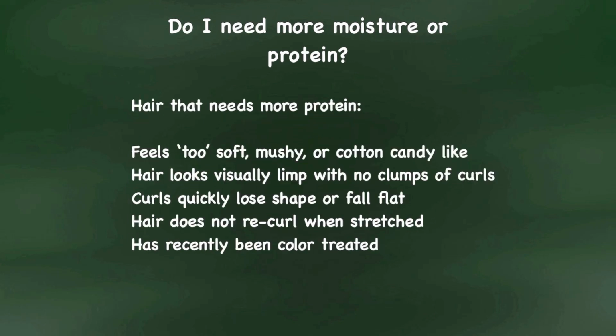Hair that needs more protein will feel too soft, it'll feel mushy, and it'll have a cotton candy-like texture. The hair will look visually limp. There'll be no curl clumps. Your curls will quickly lose their shape and fall flat. You'll notice that the hair does not recurl when it's stretched, and usually hair that has recently been color treated needs protein.